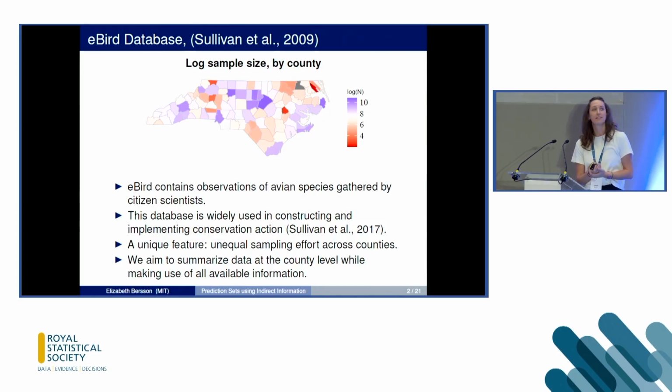It's very populous. And then some of the smaller, more rural counties, or these small coastal counties, have quite small sample sizes. I think in that dark red county in the top right, there's only 8 birds in our sample. So there's quite a wide variation, and we aim to summarize data at the county level while making use of all of the information in our sample.